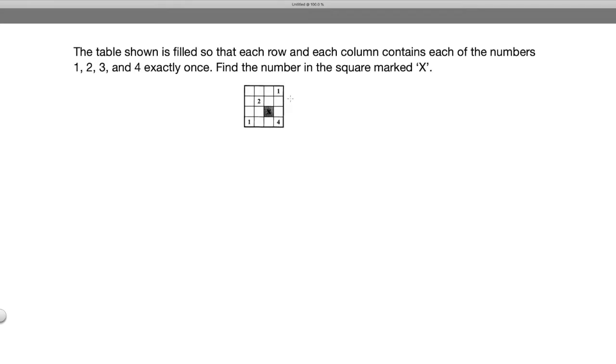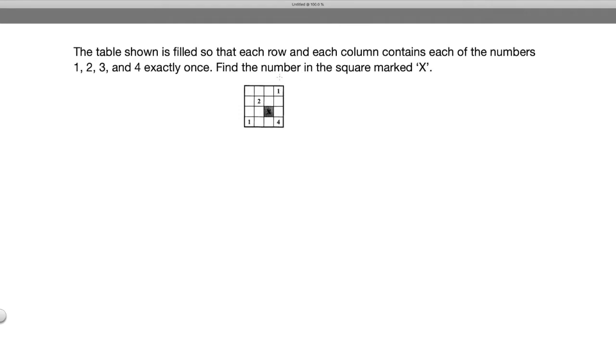This reminds us of a problem called Sudoku, right? Each column and each row is going to be 1, 2, 3, 4, 5, 6, 7, 8, 9. And here it is 1, 2, 3, 4. So it's a kind of mini version of Sudoku. The question asks, what's the number in X? Let's see how we approach this.